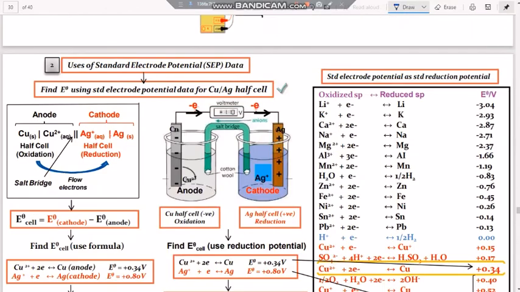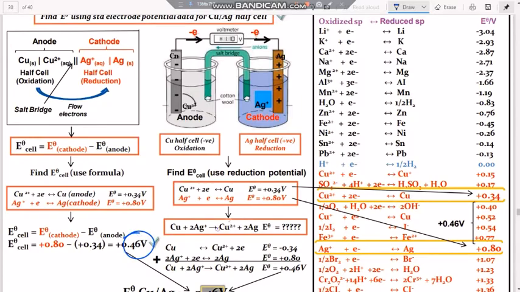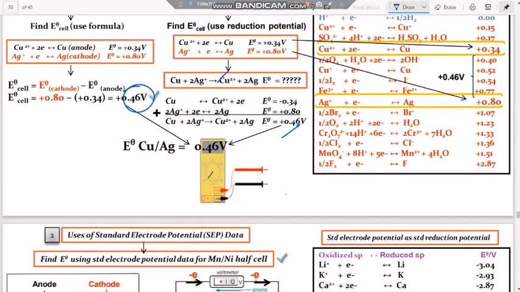Next, uses of standard electrode potential data for copper and silver half cells. For copper we have 0.34 and silver is 0.80. The difference is 0.46 that we got. That 0.46 indicates it is also a spontaneous reaction.